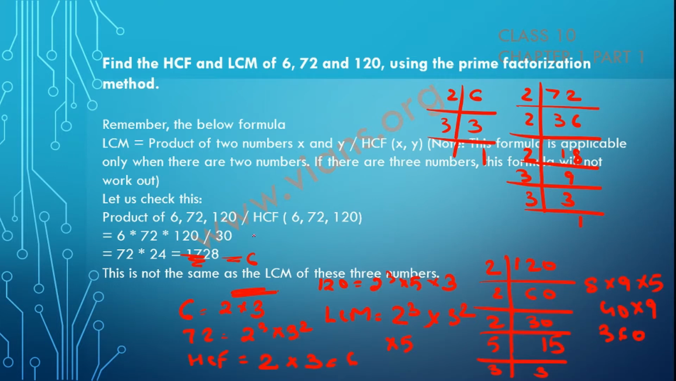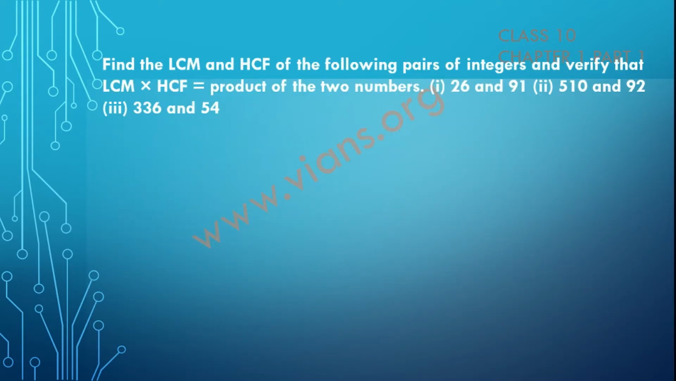So for example, if I take the product of 6, 72 and 120, that's divided by the HCF of 6, 72 and 120, that's actually 6 in this particular case. What you're going to get in this case is 6 into 72 into 120. So divided by 6, that's going to be just 72 into 120. But we know for sure that the LCM is nothing but 360. So 72 into 120 is going to be way bigger than 360. So that's why I said that the product of 3 numbers is not equal to HCF into LCM of those 3 numbers. Now going to the next one.